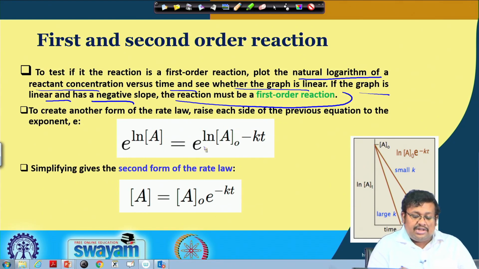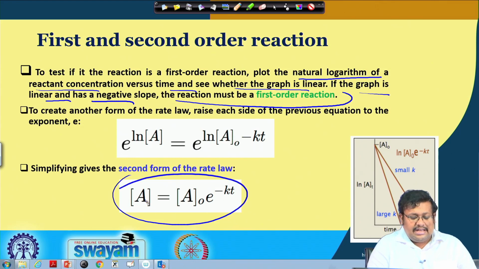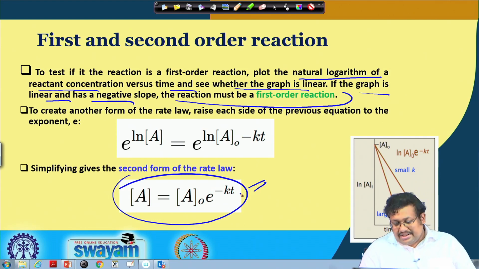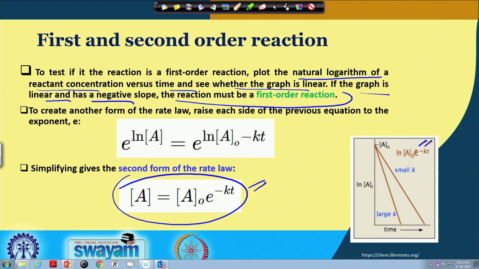So, if you take an exponential on both sides of the equation, then we can get a more simplified form. So, this is concentration of A equal to concentration of A0 multiplied by e to the power minus kt. So, this is basically the second form of the rate law, where it is following a first order reaction. Okay. So, here it is given: the concentration of A can be expressed in terms of A0 e to the power minus kt.